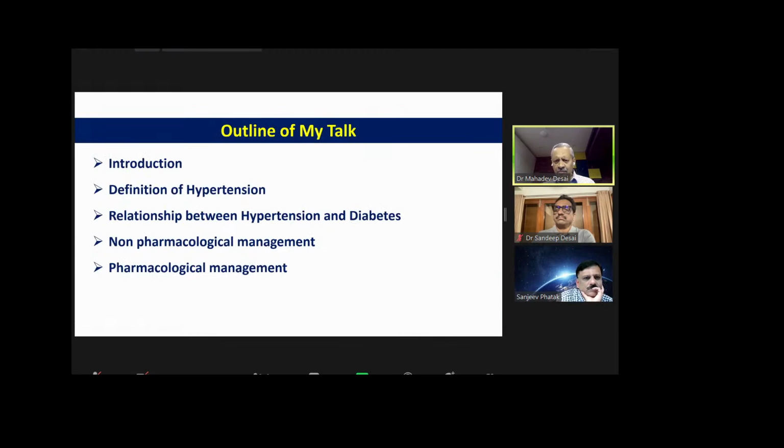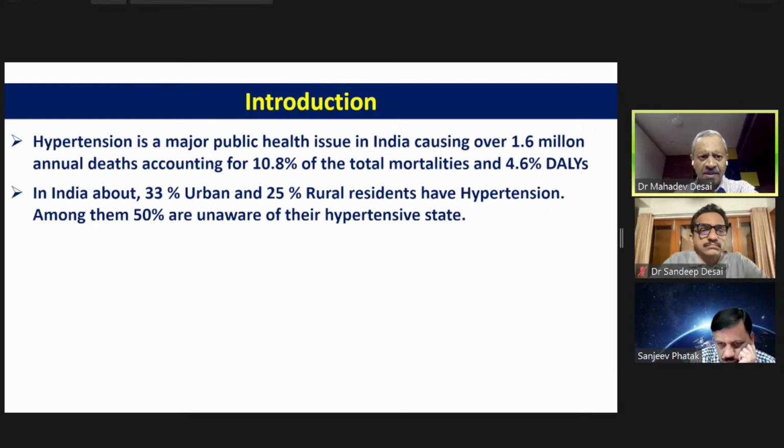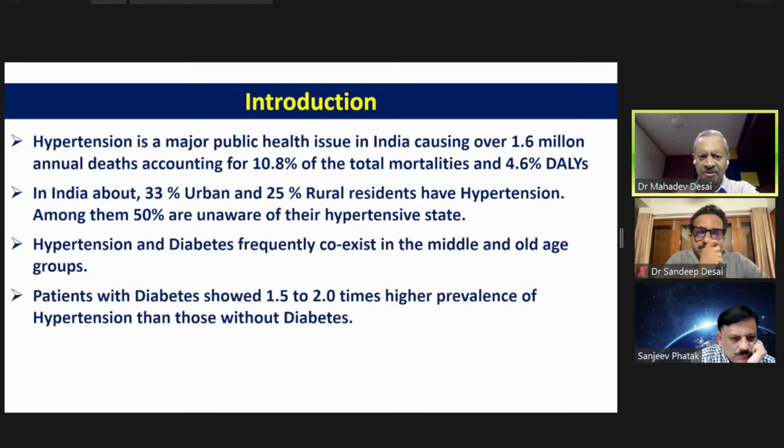We know that hypertension is a major public health issue, and it causes almost 1.6 million annual deaths, which accounts for about 10.8% of the total mortalities and 4.6% of the disability-adjusted life years. In India, about one-third of the urban and one-quarter of the rural population have hypertension. Unfortunately, only 50% of them are aware of it. Very commonly, hypertension and diabetes coexist, especially in the middle and old age group, and people with diabetes have a 1.5 to 2 times higher prevalence of hypertension than those without diabetes.